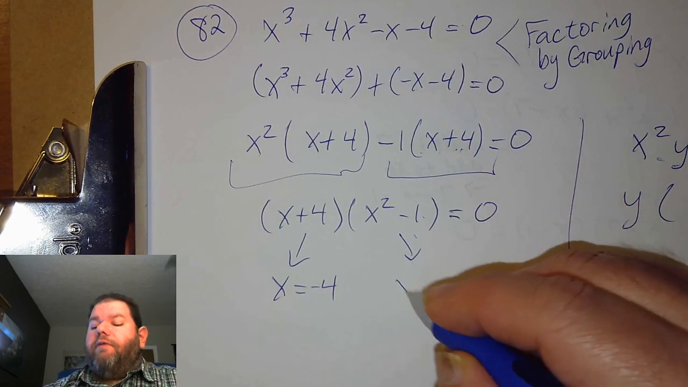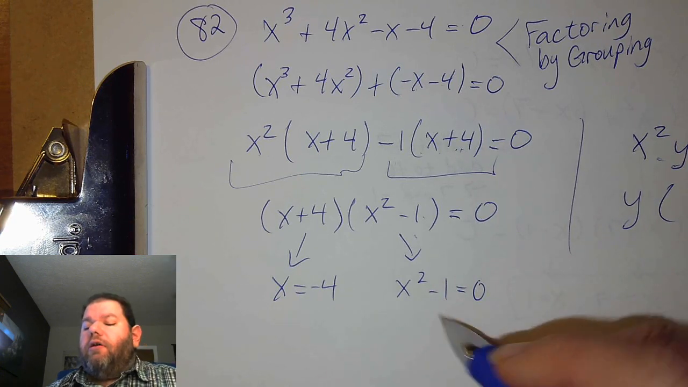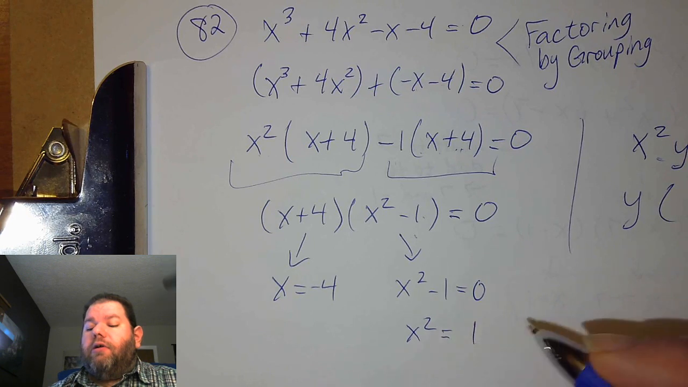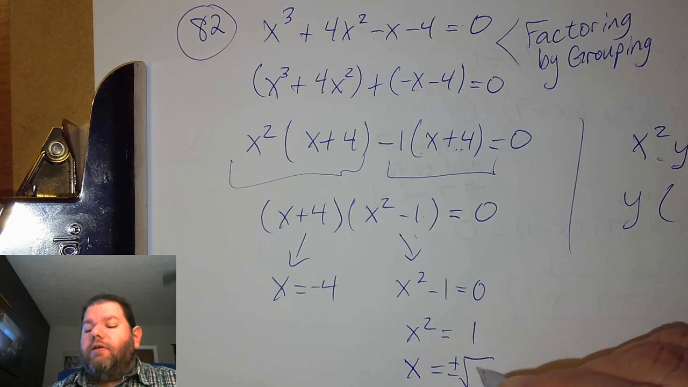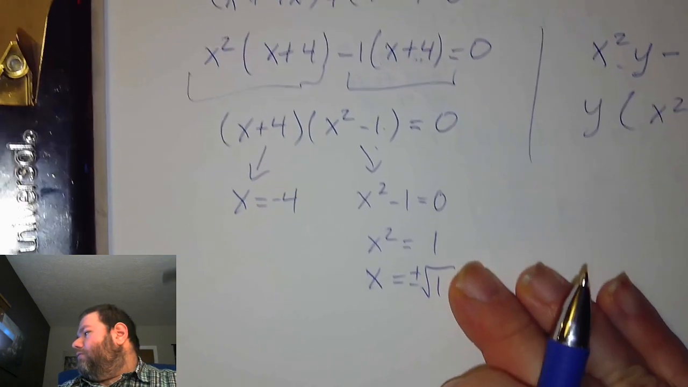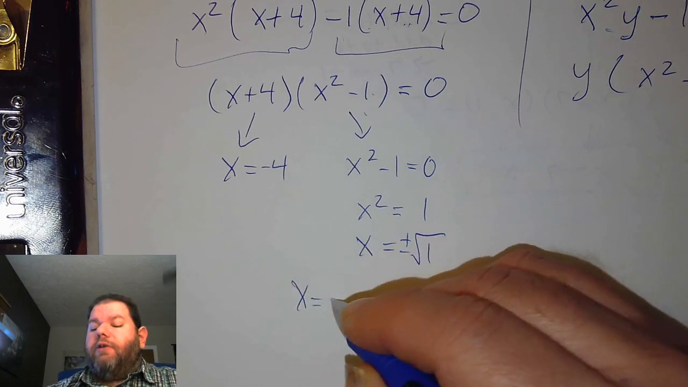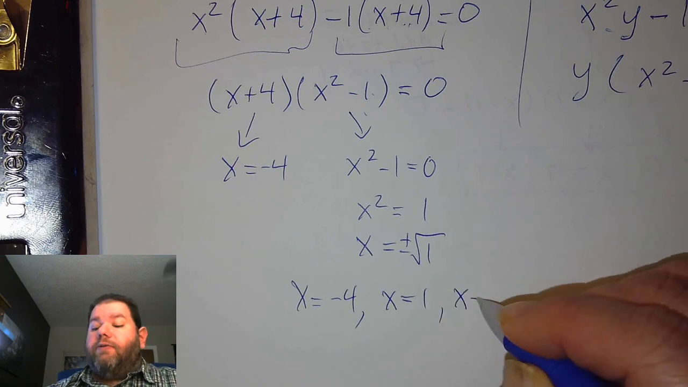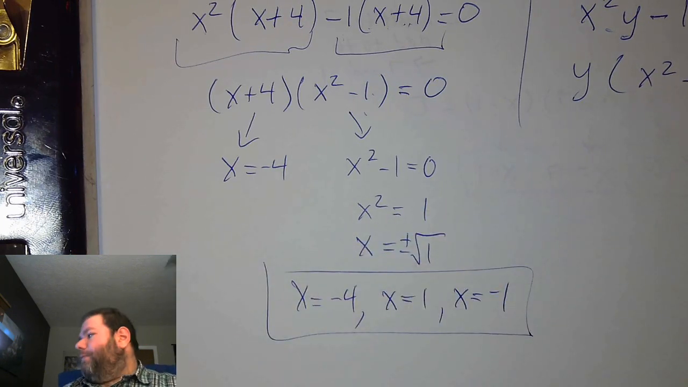And then here, if we have x squared minus 1 equals 0, we can add the 1 over and then take the square root of both sides. And so we get x equals negative 4, x equals 1, and x equals negative 1 as our three solutions.